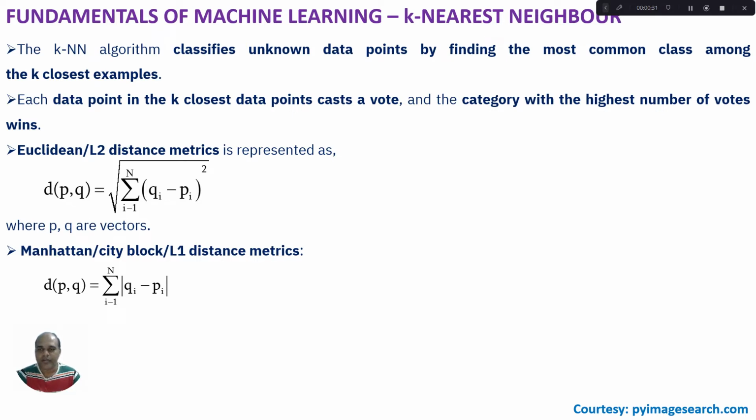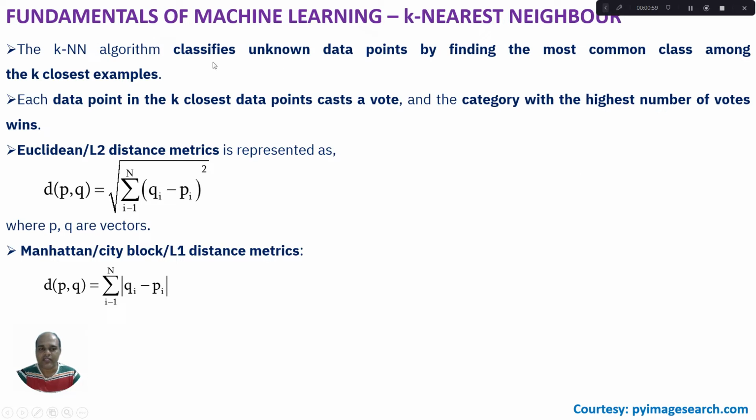From the name itself, it suggests that we need to find the nearest, closest, or similar data point. Here K stands for how many such closest data points we need to consider while assigning a label to a new data point.